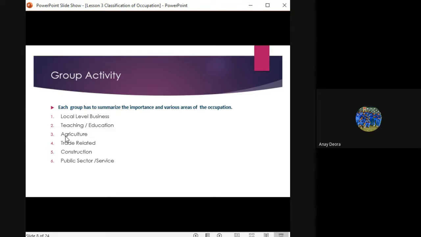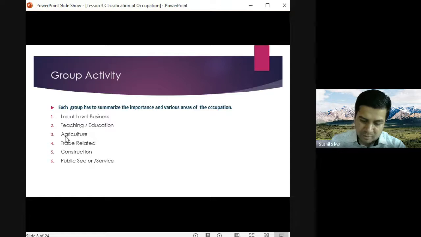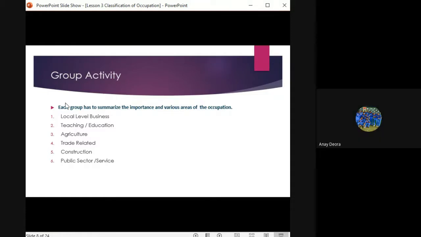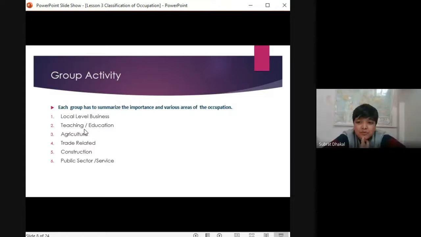Agriculture, go to page 11, from the agriculture occupation till importance. You can see there, that much you have to summarize in the group work itself. Sir, but will we get a different time? Will you post it like before? No.